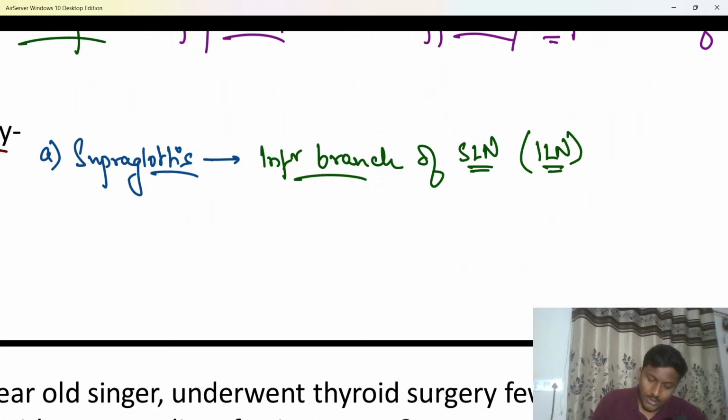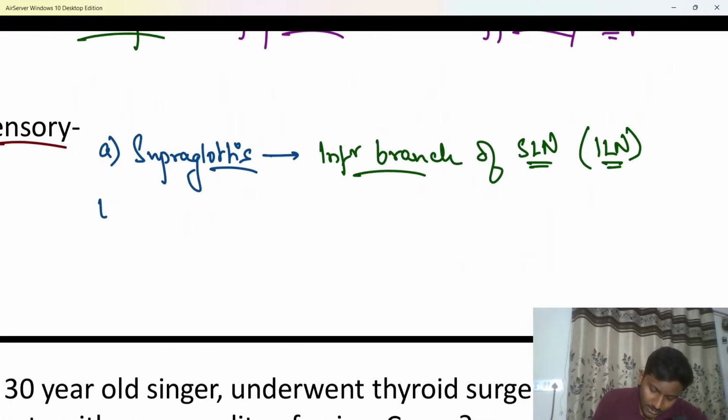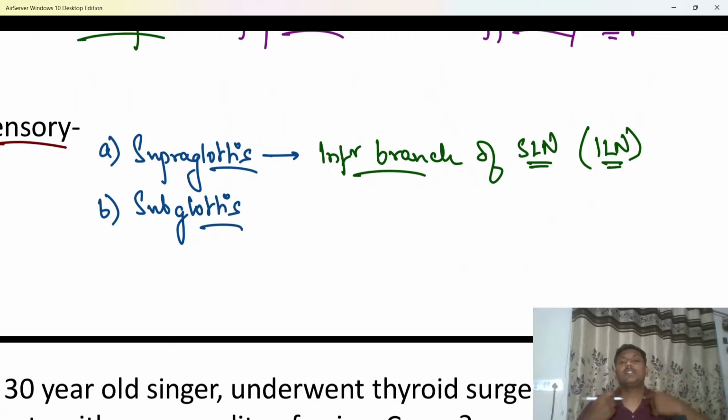Got it? Next important, beta, if I talk about the subglottis, yes, the part below the vocal cord. If I talk about subglottis, which nerve goes downwards into the chest, takes a turn, and comes back again? It is your RLN. That is why it is called recurrent. Recurrent means what? That which comes back again. So recurrent laryngeal nerve is called so because it goes inside the chest, it takes a turn in the chest and it again comes back into the neck.